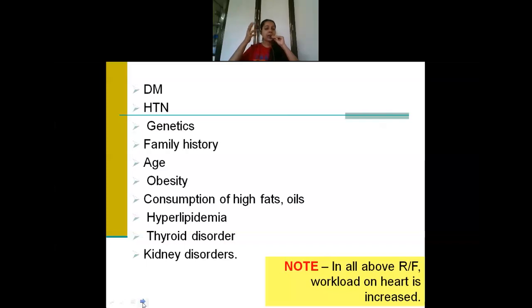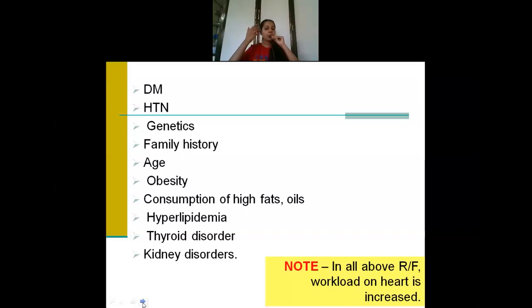Okay, then there are some other non-modifiable factors like family history, genetics, aging. Okay, that also will be a triggering factor for what? Chest pain. Next is obesity. This also we have discussed. Fat accumulation around the abdomen.